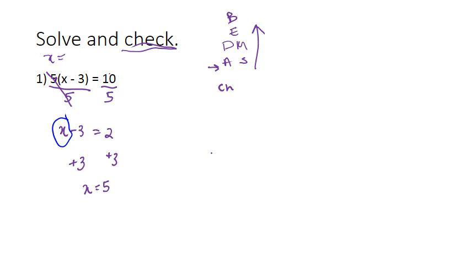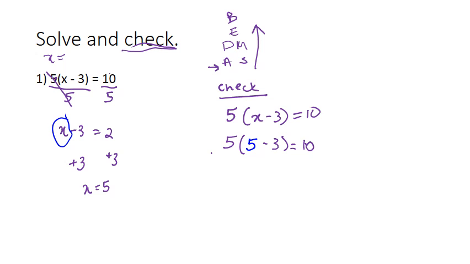Now we need to check if that answer is correct. And you can think of this as putting on the jacket. 5 times x minus 3 equals 10. And we think that x is equal to 5. So I'm going to have 5, and then instead of writing x, I'll put my 5, which I think represents my x, minus 3, close brackets, is equal to 10.